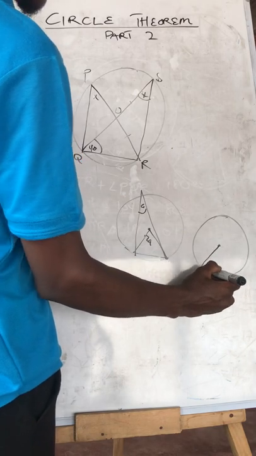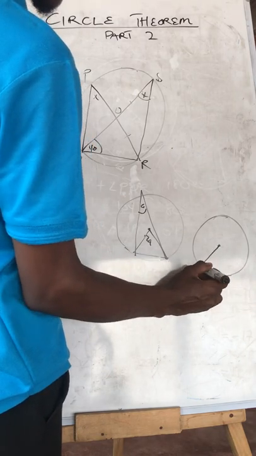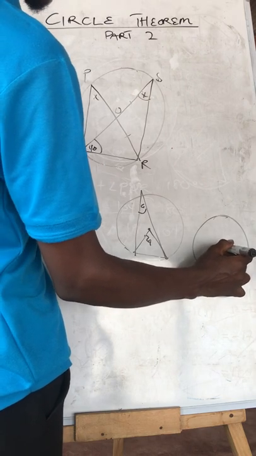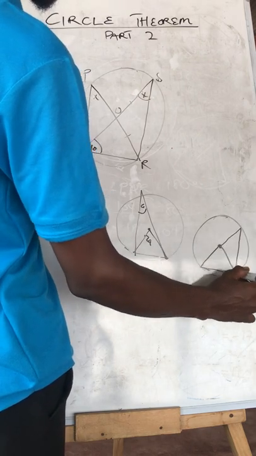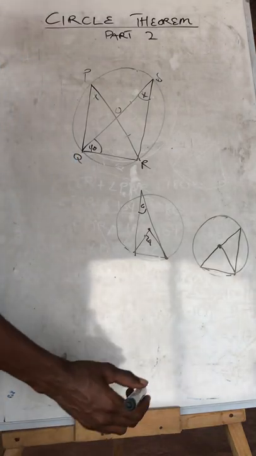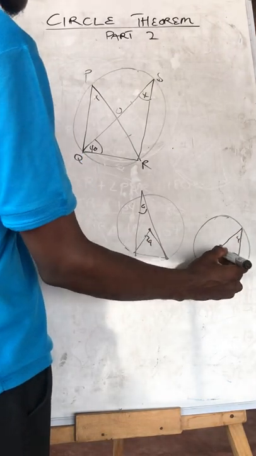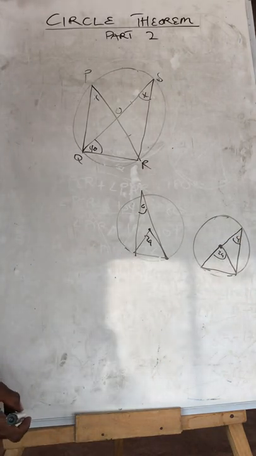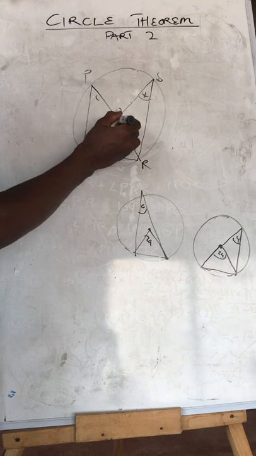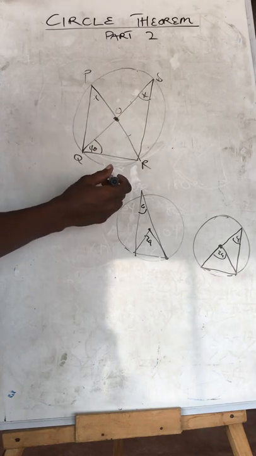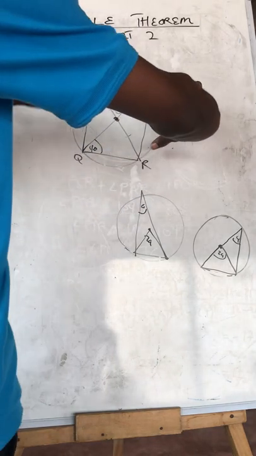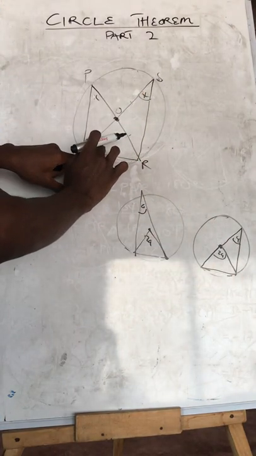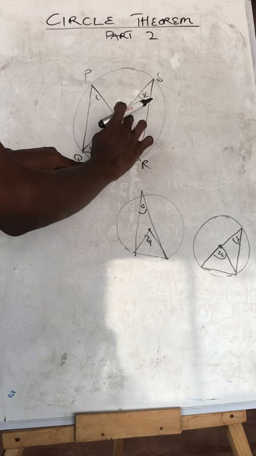Look at it carefully. When I draw this, this is the center. But I can intentionally extend this to meet at the circumference of the circle. So if this is A, it means that here was 2A. If you're not careful, you may not see it. So this is a similar one. This is the center, making an angle of 40 here. So it means that twice 40 will be here.